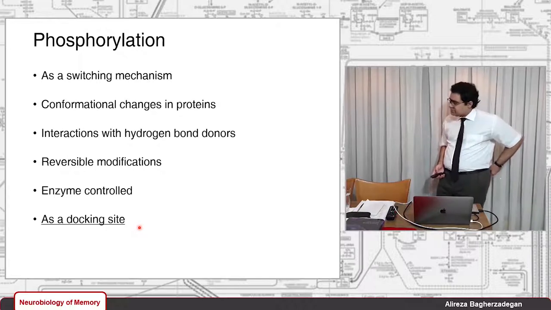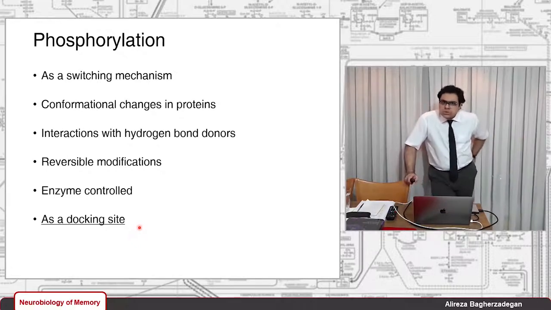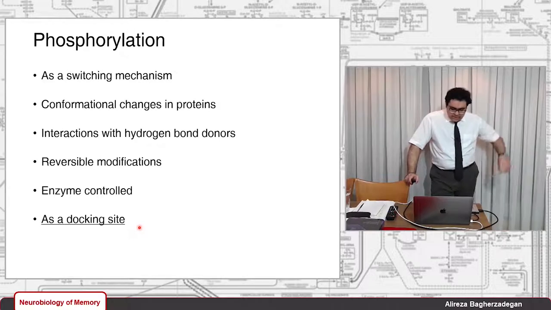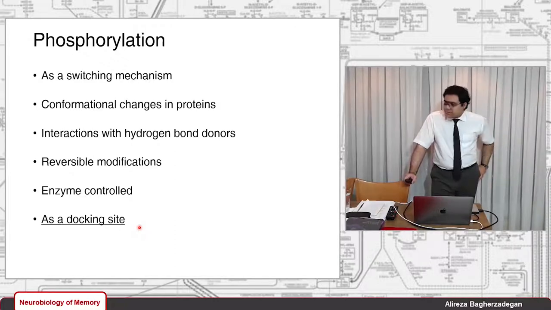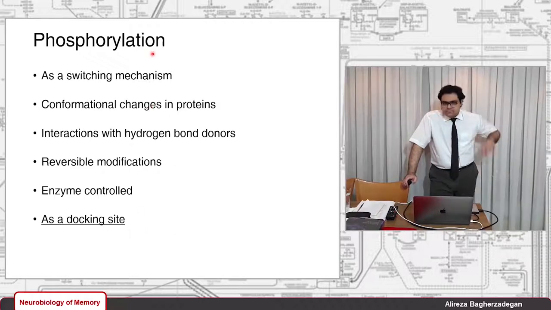Phosphorylation can sometimes act as a docking site. It was in Biosignaling 1.2 that I explained the concept of signaling complexes, and I told you that there is a specific phospholipid which, when it is overphosphorylated or hyperphosphorylated, can act as a docking site for other signaling molecules or signaling proteins in the cell. They can dock and activate other effector proteins. So phosphorylation can act as a docking site as well, not just as a switching mechanism.